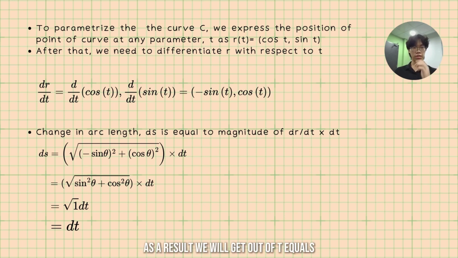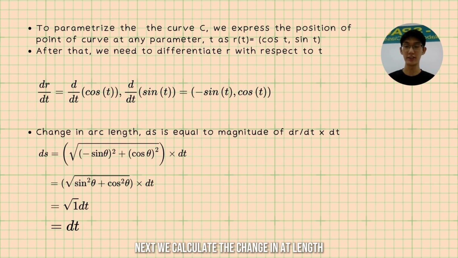As a result, we will get r of t equals cosine t and sine t. After that, we need to differentiate r with respect to t, in which we will get dr over dt equals negative sine t and cosine t. Next, we calculate the change in arc length ds, which is equal to the magnitude of dr over dt times dt. To find the magnitude, we need to square both values inside and take the square root of the sum of them. After that, we multiply by dt, and we find the square root of sine squared t plus cosine squared t times dt. Using Pythagorean identities, sine squared t plus cosine squared t becomes 1, and so we find ds equals dt.